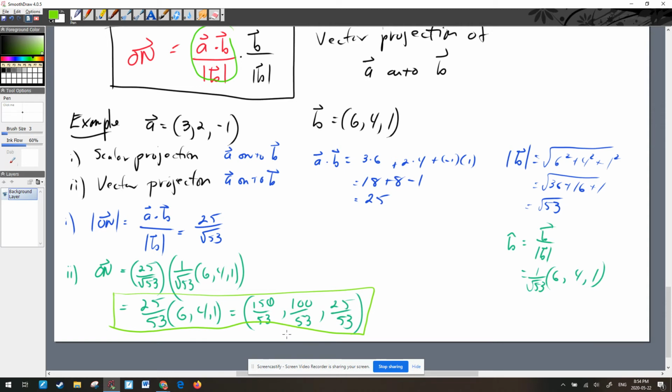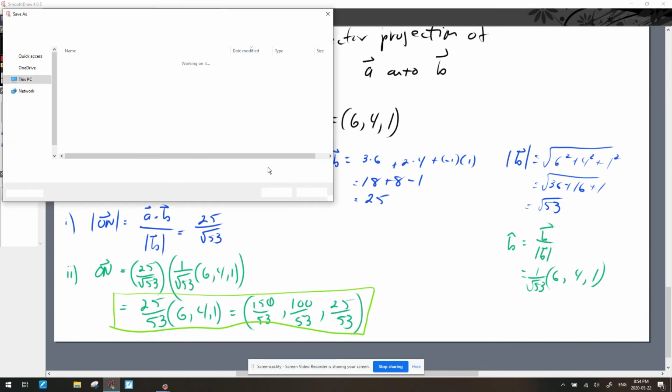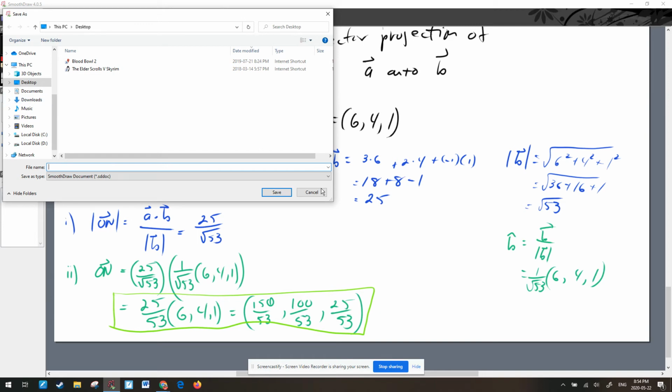I don't think I've gone that long, although I have no idea, so I'm going to do a little bit more. We're going to do some direction cosines. Now, I didn't make this quite big enough. So I'm going to save this, and we're going to call it as a JPEG.